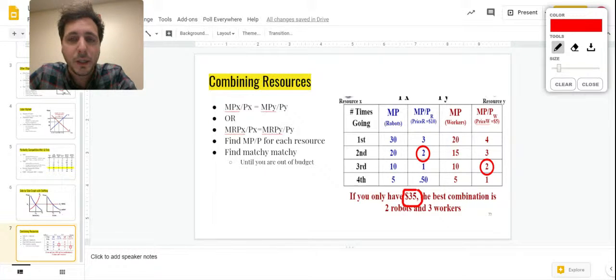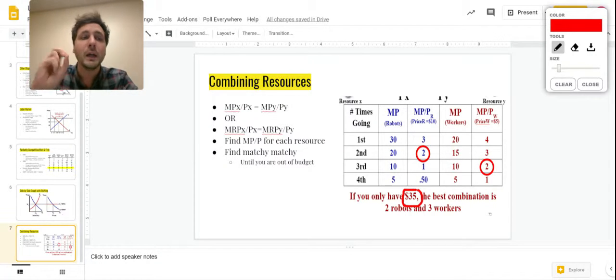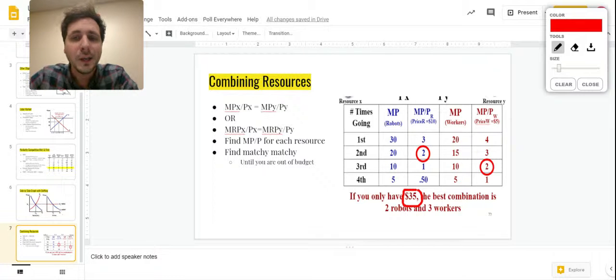So at 3 and 3, I can get one robot. That robot's going to cost me $10. So I spent $10. Here at 3, I can get 2 workers. They're going to cost me $5 a piece. So 2 times 5 is $10. So I'm going to spend a total of $20 for one robot, 2 workers. I can afford it, but I'm not going to stop there because I have leftover money. I have more in my budget. So what do I do next?